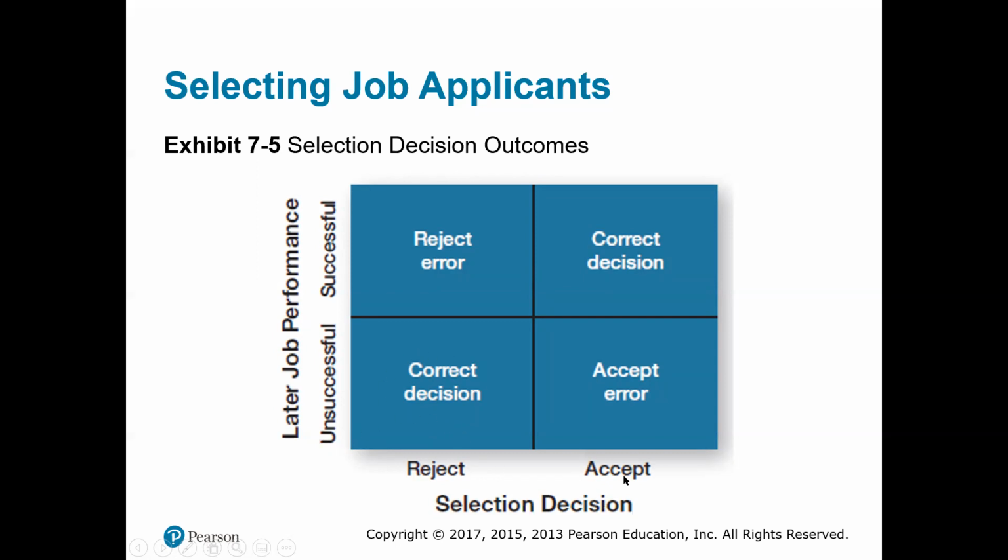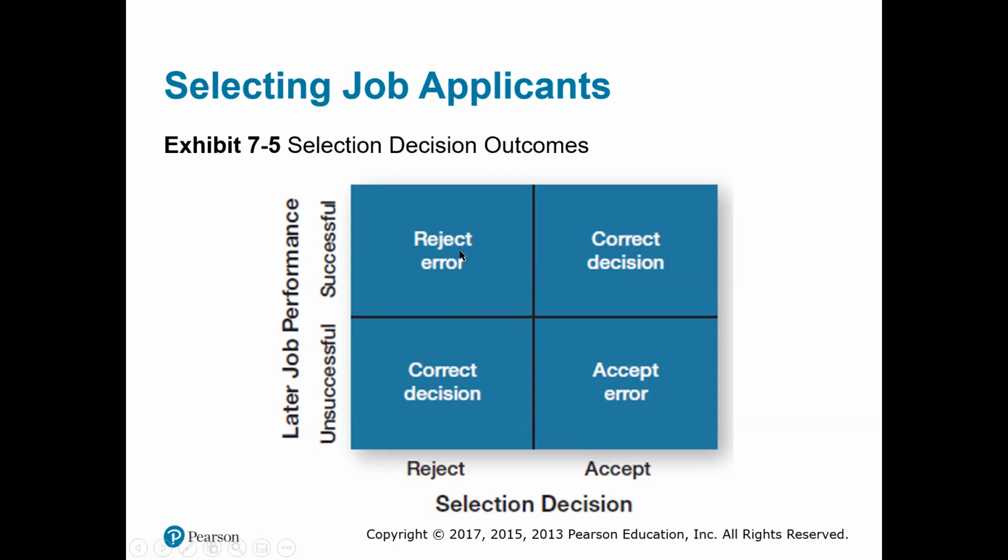But suppose you accepted somebody and the person doesn't do good on the job, he's unsuccessful. You've accepted that person, but that's a mistake. That's an error because you accepted somebody who has been unsuccessful on the job. So obviously that's called accept error. So there can be correct decisions in two cases. When you accept somebody and they're doing great, when you reject somebody and they're not doing great, those are correct decisions. When you reject somebody and they're successful somewhere else, that's a reject error.